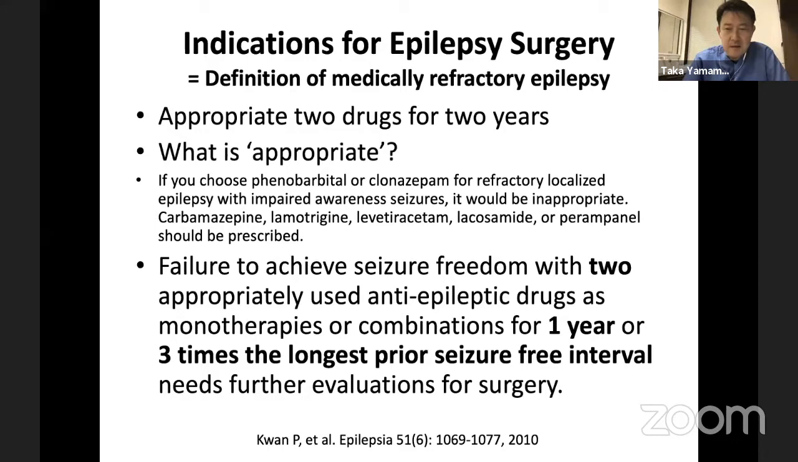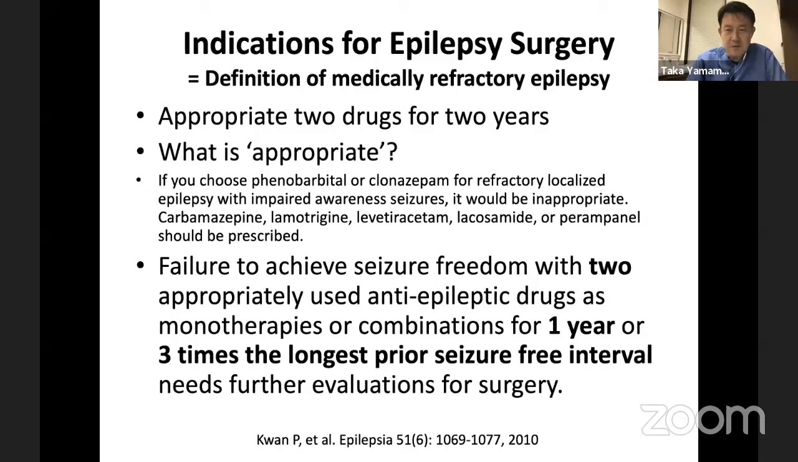People always ask me what is the indication for epilepsy surgery, and that is a definition of medically refractory epilepsy. Previously we said appropriate two drugs for 2 years, but we don't know what is appropriate, right? So think about patients with temporal lobe epilepsy and refractory localized epilepsy with impaired awareness seizures. If you choose phenobarbital or clonazepam for these patients, that is not good. So choose carbamazepine as an old-fashioned drug, and also newer drugs such as lamotrigine, levetiracetam, lacosamide, or perampanel. These drugs should be prescribed for these patients.